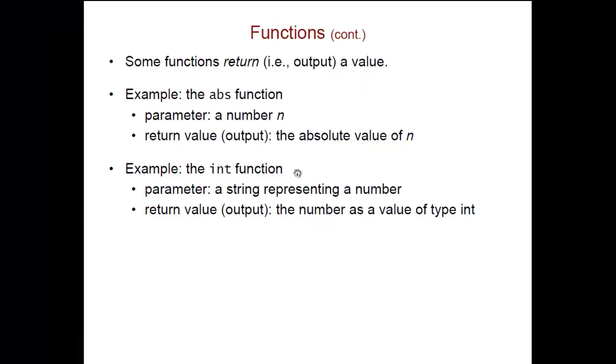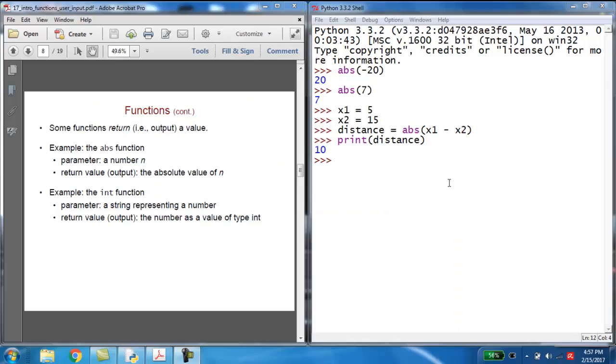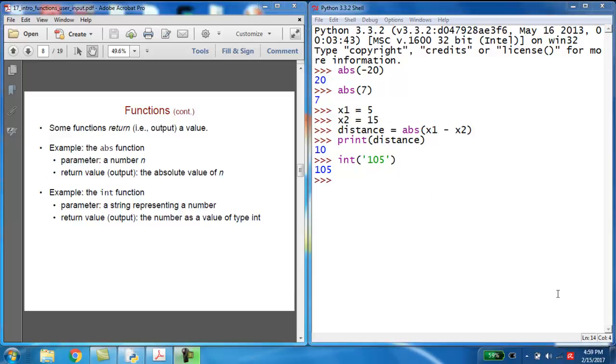Another example of a built-in function is the int function, and it allows us to convert from other data types to the int type. In particular, if we have a string representing a number and we pass it into the int function, we'll get back that number as a value of type int. For example, if I pass into the int function the string '105', and notice I know it's a string because of the quotes around it, it will return the integer 105 without any quotes around it. And we'll see in a moment why we might need to do this type of conversion.